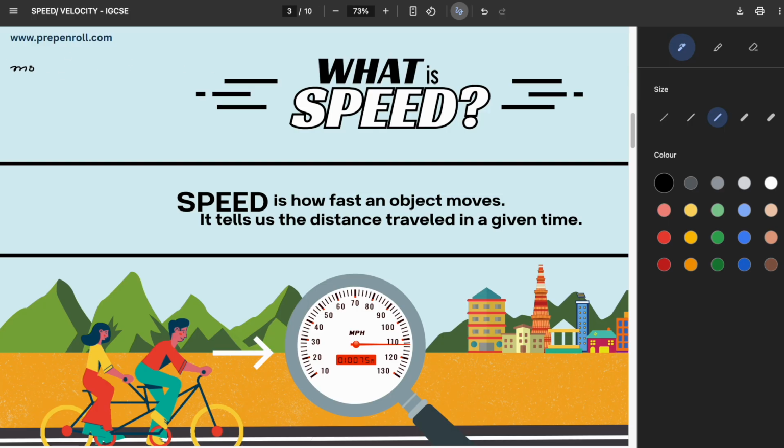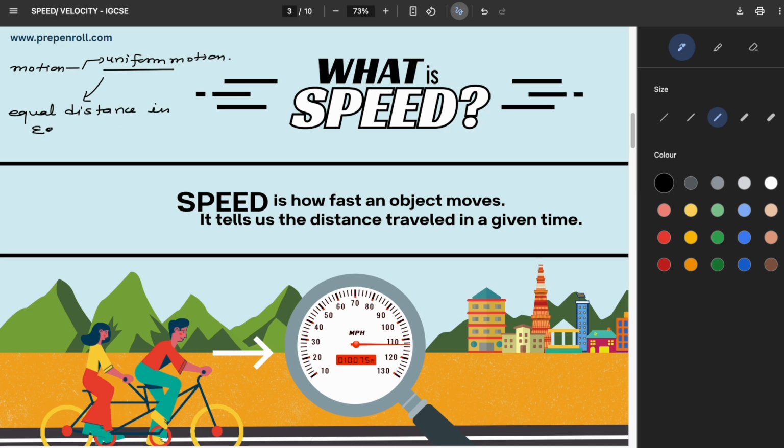When I talk about motion, there are two kinds of motion. One is uniform motion and another is non-uniform motion. I'll first discuss uniform motion. Uniform motion means you are covering equal distance in equal time.